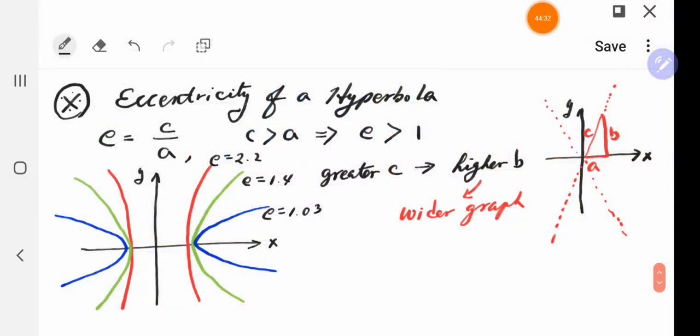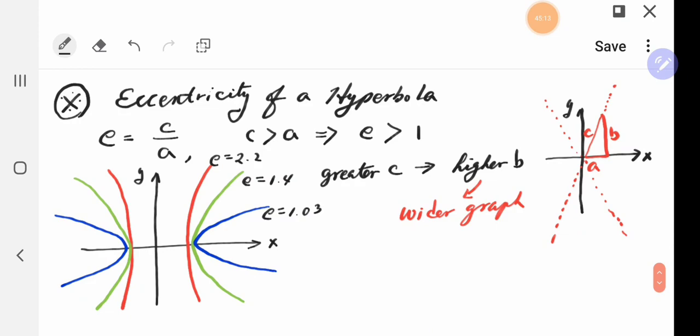Okay, let's check the eccentricity of a hyperbola. Eccentricity is the ratio of C to A. C is the focus actually. If the C value gets greater, the focus is the hypotenuse of a triangle, so the B value will be higher. If it's higher, then the graph will be wider. So the greater the C, the wider the graph.